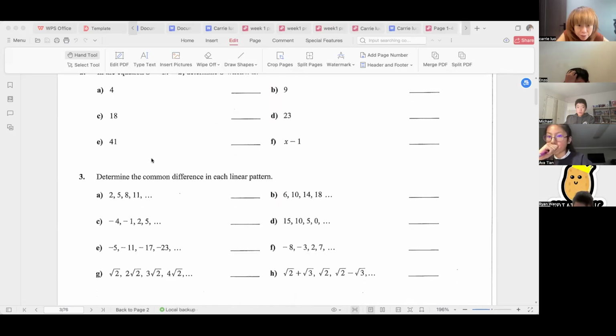Determine the common differences in each pattern term. This is very easy. So 2, 5, 8, 11. So you just write 3. And this one also 3. And this one is negative 6. Okay, so this one is square root 2. So 1 square root 2, 2 square root 2, 3 square root 2, 4 square root 2. So it's what? Square root 2's differences. Okay, so B, D, F, H. So 4 questions, and send it to me by chat. If you don't know how to write a square root, you just do SQ and write a number. Okay?